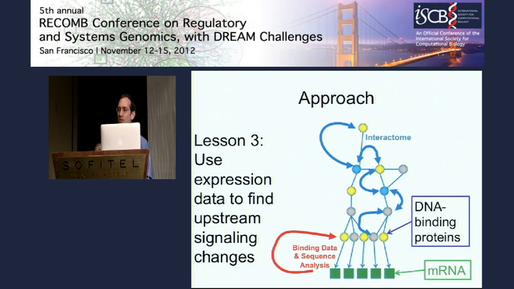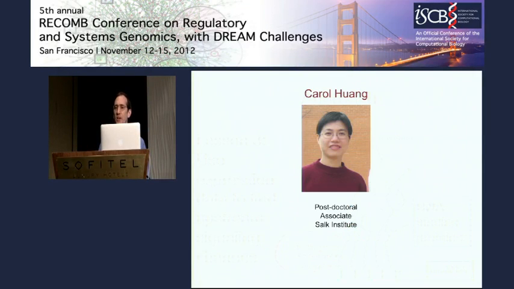So those are the high-level approaches that I wanted to get out. And now I'll tell you about a specific project that was done by Carol Huang, who was a graduate student in my lab at the time, and she recently started a postdoc at the Salk Institute. And Carol focused her analysis on the study of glioblastoma.